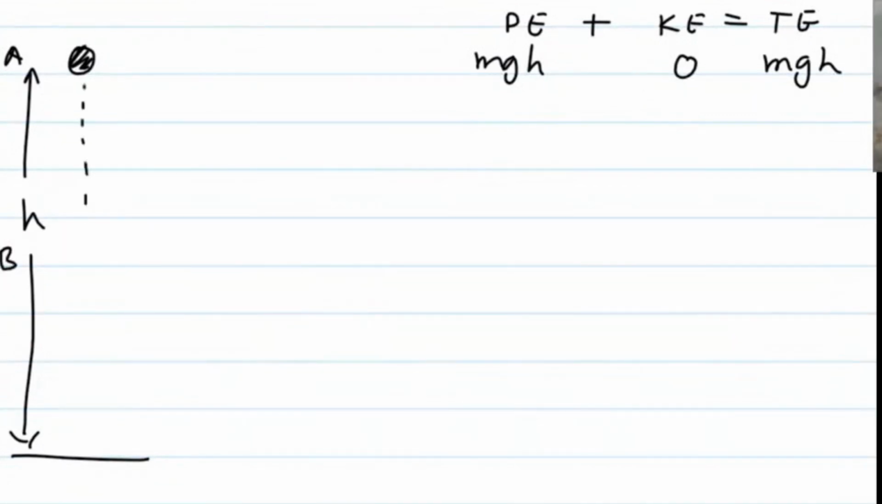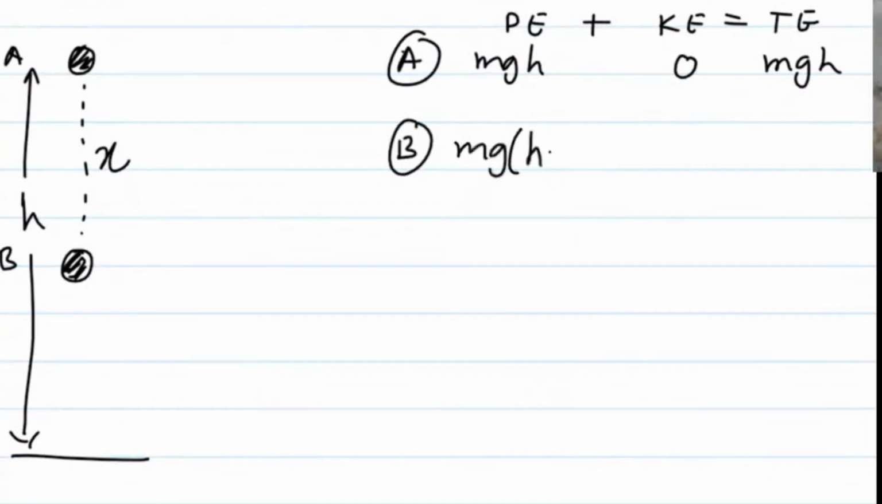The body is falling. So somewhere in between, when the body has been dropped by a distance of x, at this particular point, what is the potential energy? That is the question. So at point B, the potential energy will be mg(h minus x), because this distance is h minus x. Potential energy is always measured from the ground.